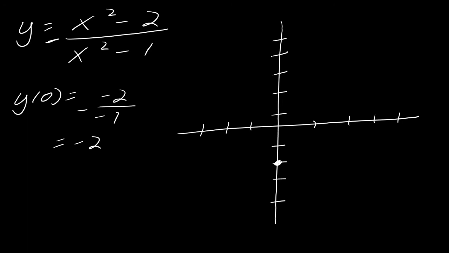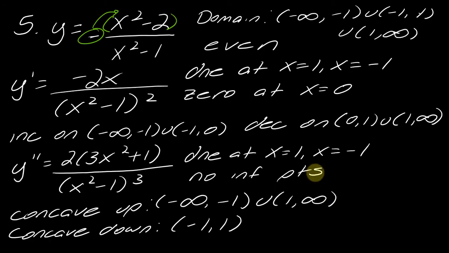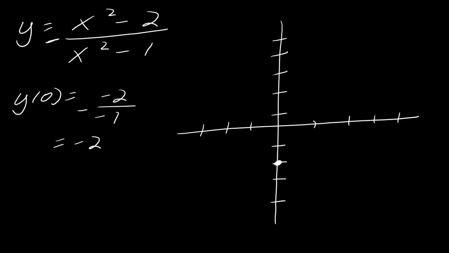And I want to go back to this. I missed a point here. Notice at 0 we go from increasing to decreasing. So I forgot to mention this at an earlier point. 0 is a maximum, right? Because we go from increasing to decreasing. Okay, so good to know.